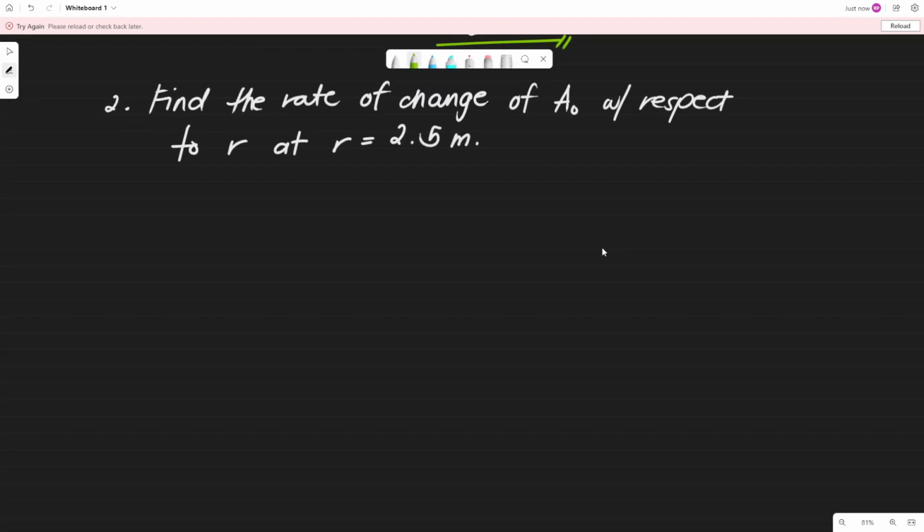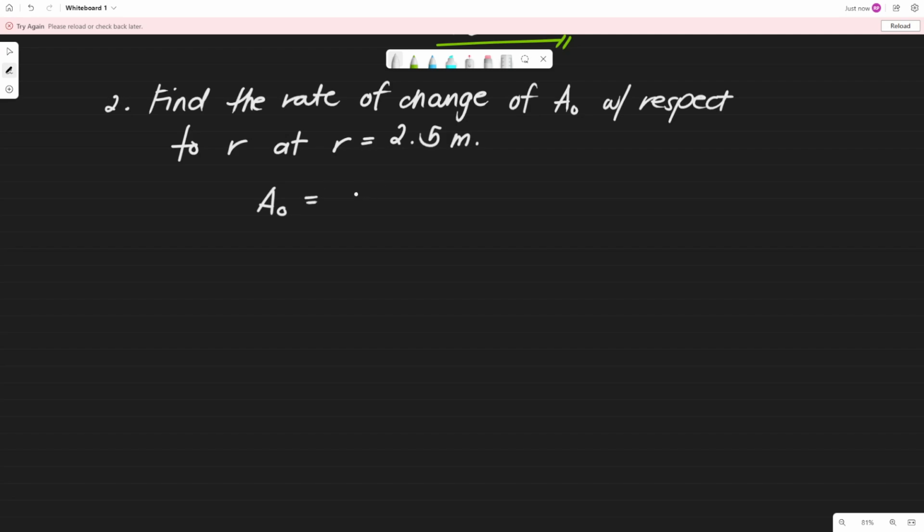Okay? Find the rate of change of the area of the circle with respect to r at r is equal to 2.5 meters. So, we're asked to find for the rate of change. Okay, so we have here, ano yung kukunin natin na function? No, so find the rate of change of area of circle. So meaning yung function ng area of the circle, yun ang kukunin natin ng derivative. No, so we have the formula for the area ng circle.